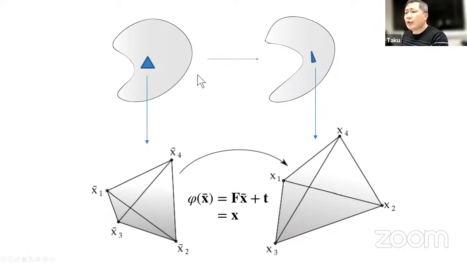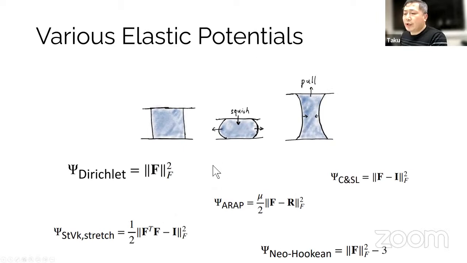When doing this, the cloth goes through a deformation, and this deformation is represented by the deformation gradient, this F. I think you know this well. Using this deformation gradient, we can define different types of energy, like ARAP, STVK, Dirichlet, and Neo-Hookean. All these energies exist, and they are basically based on the deformation gradient.